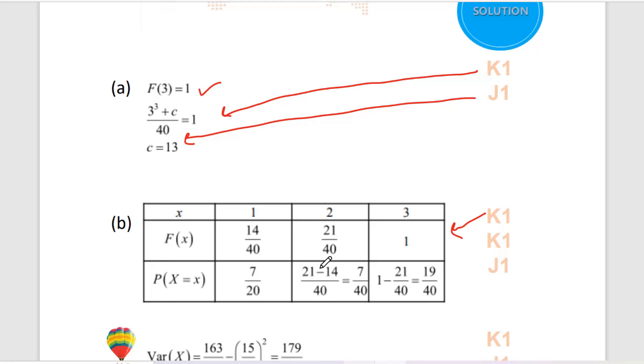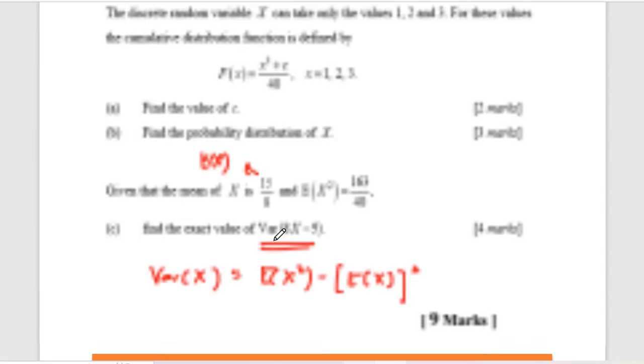Okay, kita buat 1 tolakkan dengan 21 over 40, so you got 19 over 40. Okay, and then when x equals to 2, you got 7 over 40, and when x equals to 1, you got probability x equals to 7 over 20. So, ini boleh dapat K1, J1. Okay, so itu untuk part B. Okay, and then kita tengok part C.